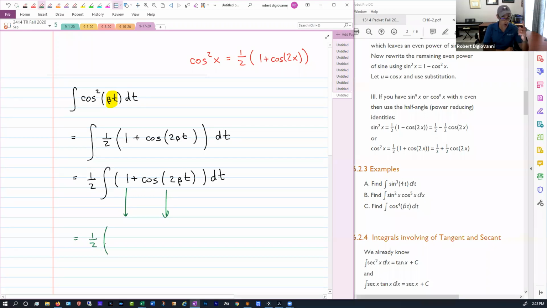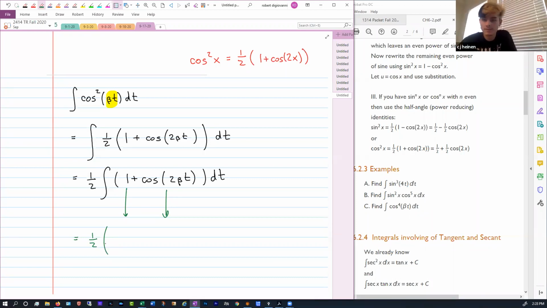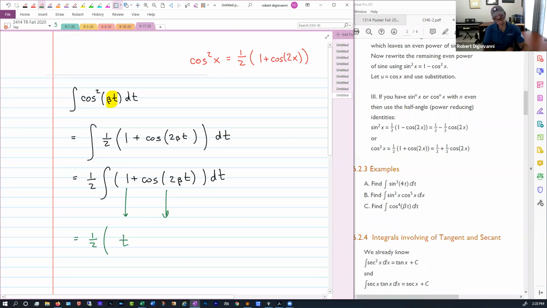So the antiderivative of 1 would give me t, because my variable is t, right? Okay, antiderivative of cosine of 2 beta t. Be real careful here. The 2 beta is the constant in front, right? Yes. So I'm going to go plus 1 over 2 beta sine of 2 beta t, and then plus c.